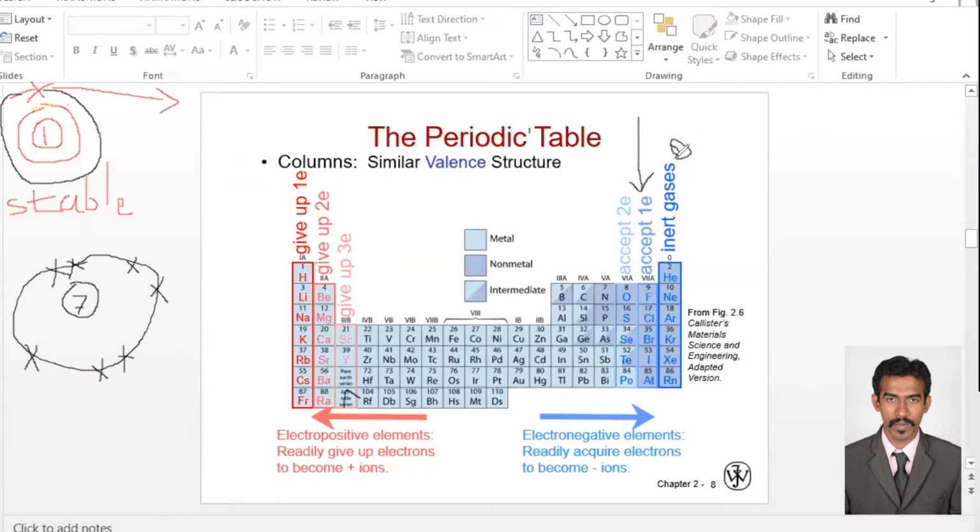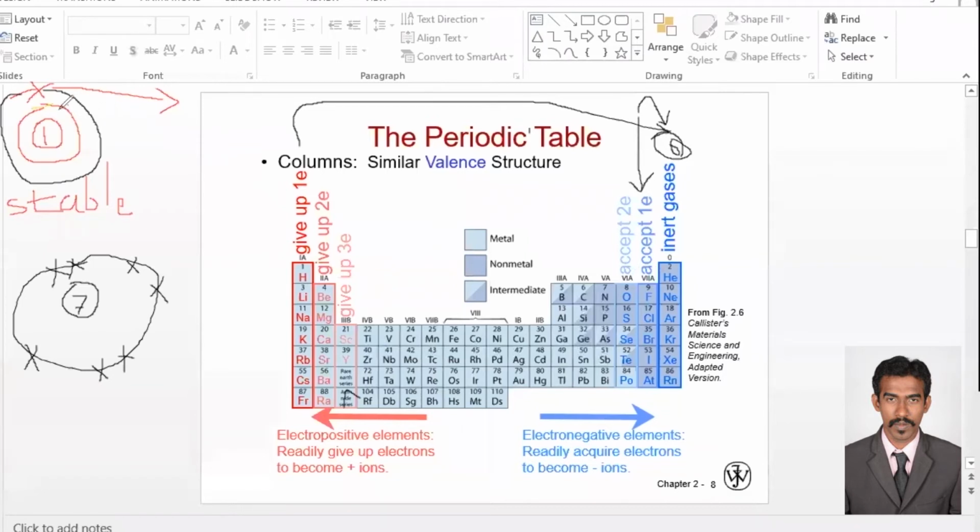So in order to achieve this inert gas stage, all the other elements will try, right? By gaining 1 electron, this will achieve this stage, and by allowing 1 electron to go, this one will achieve this stage, right? That's why it's written accept 1 electron.